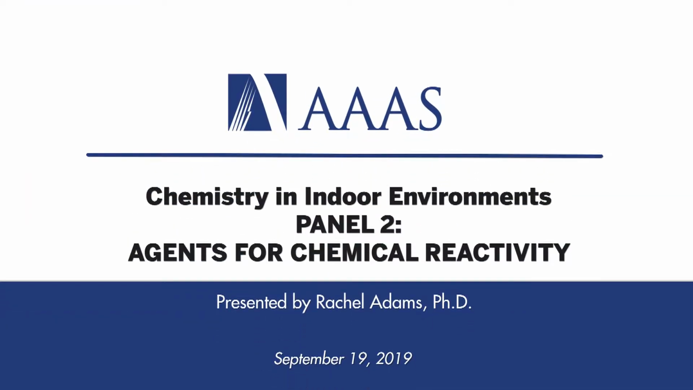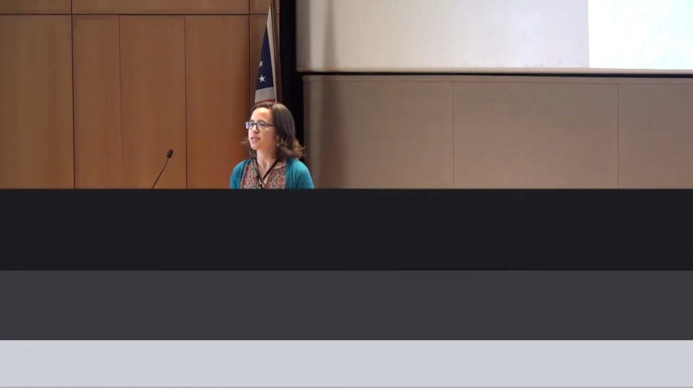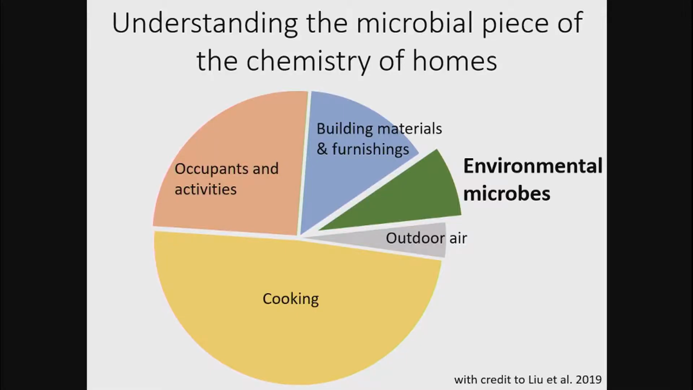What I'm going to be talking about today are not the microbes on our skin, actually, but environmental microbes, so those naturally found in household dust, and how those can interact with ambient moisture in the form of relative humidity in the air to contribute to the chemistry of our homes. And we're focusing specifically on volatile organic compounds, or VOCs, so those compounds that become airborne.